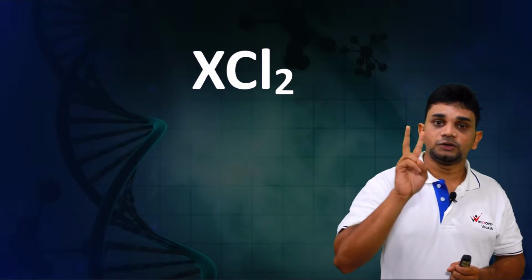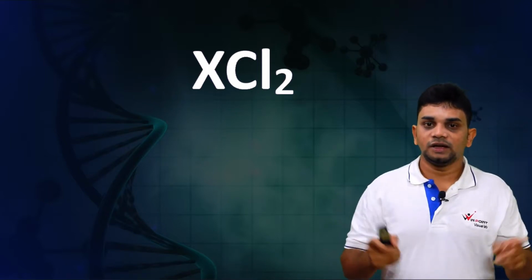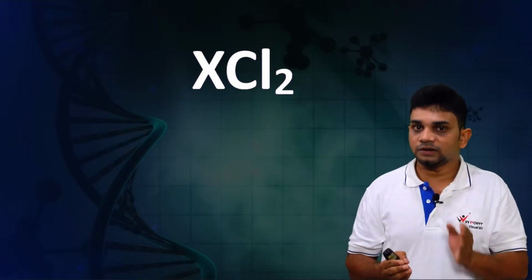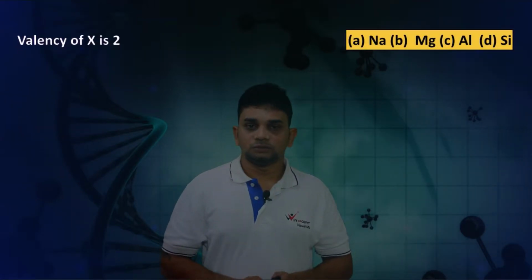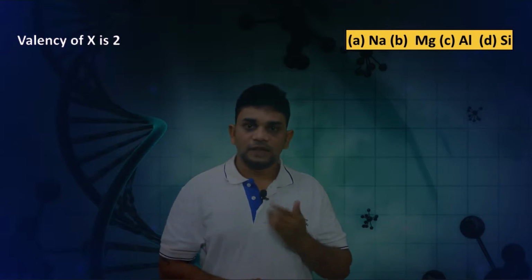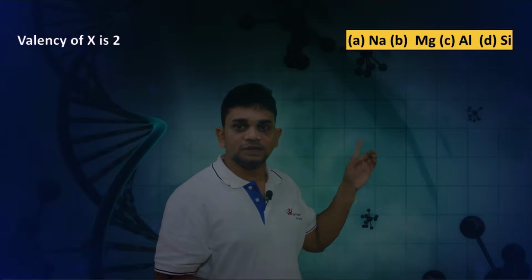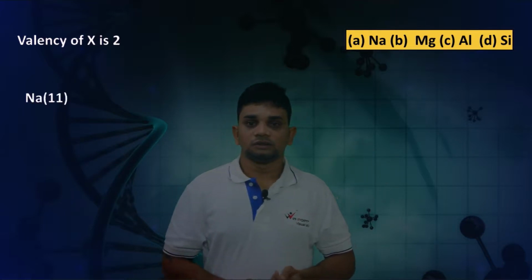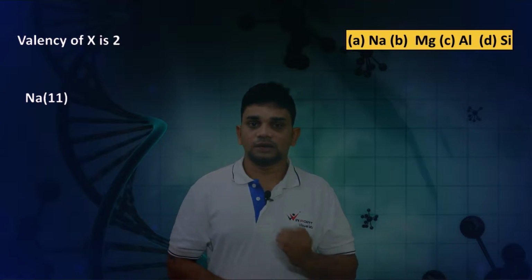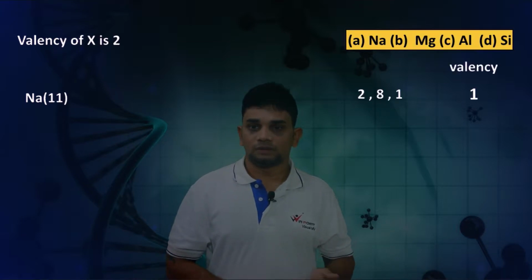Valency of X will be 2 and valency of chlorine will be 1. That's why we are interchanging that and we are getting XCl2. Valency of chlorine is 1, valency of X is 2. So we know the valency now. Now we need to find the valencies of these elements Na, Mg, Al, Si. For that we need to write the electronic configuration. Sodium 11. What will be the electronic configuration? 2, 8, 1. The valency is 1, right?